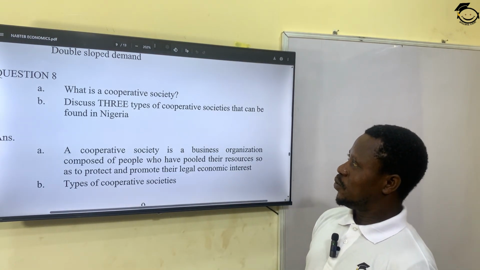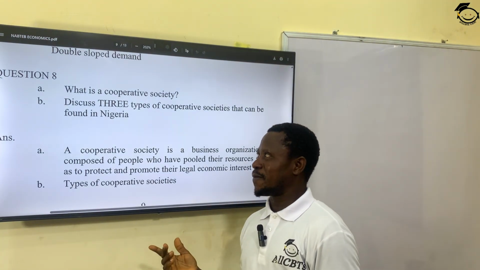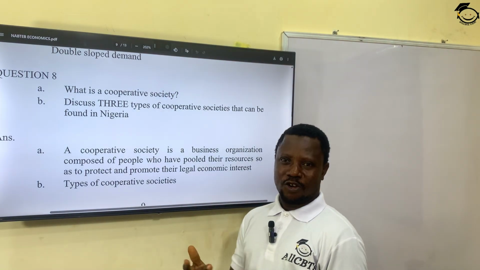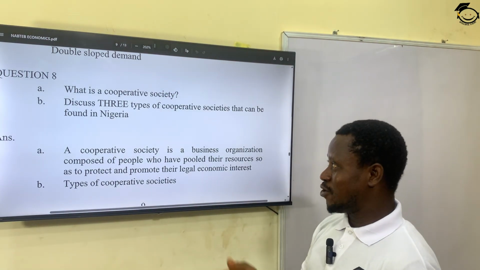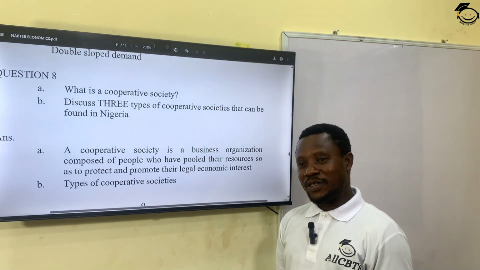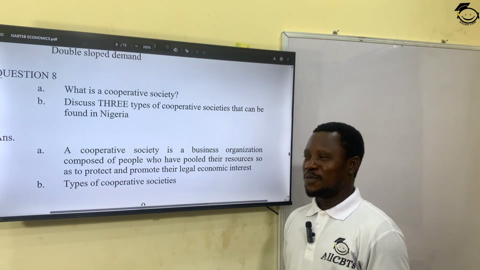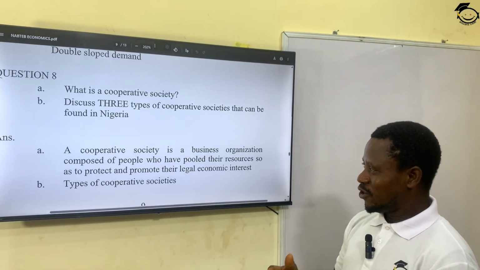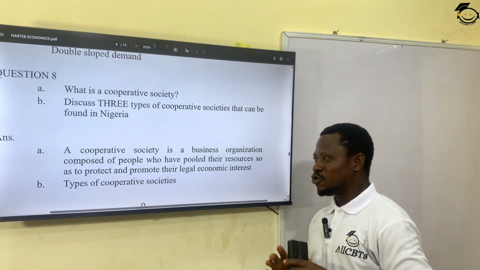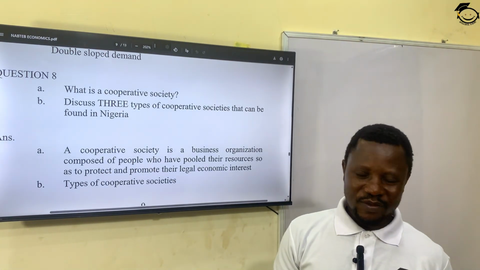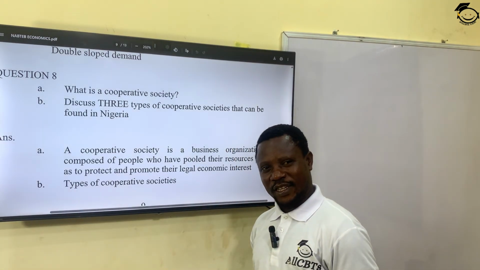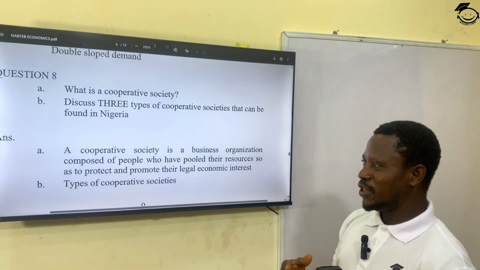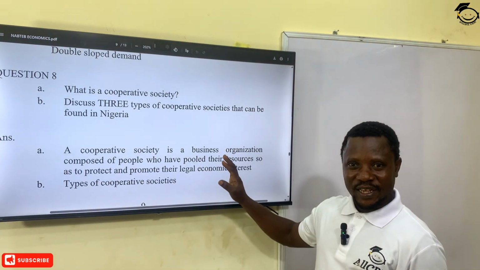All right? What is a cooperative society? Discuss 3 types of cooperative society that can be found in Nigeria. When we say cooperative society, you'll be surprised to know that a cooperative society is also an example of a business organization. But in this case, there are people who put their resources together. Why? To protect themselves and to promote their economic interests. So it's a business organization.